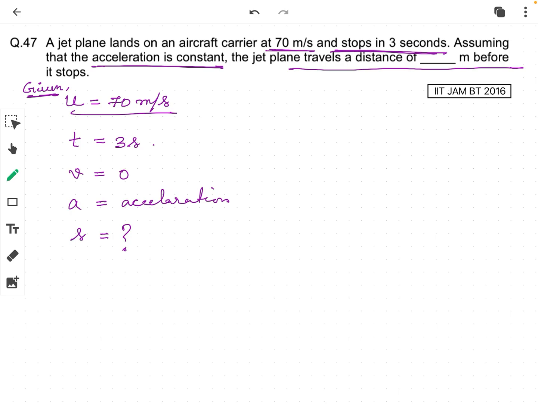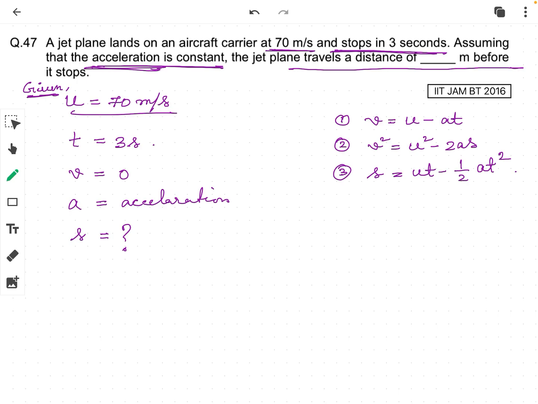Now we know that there are 3 equations of motion, right? That is, we know v equal u minus at. Here it is minus a because its final velocity is 0 and initial velocity is higher than that. That means it was moving with negative acceleration, that means retardation or deceleration. So we need to take the equation as negative, that is v equal u minus at. This is the first equation of motion. Second is v square equal u square minus 2as, and third is s equal ut minus half at square.